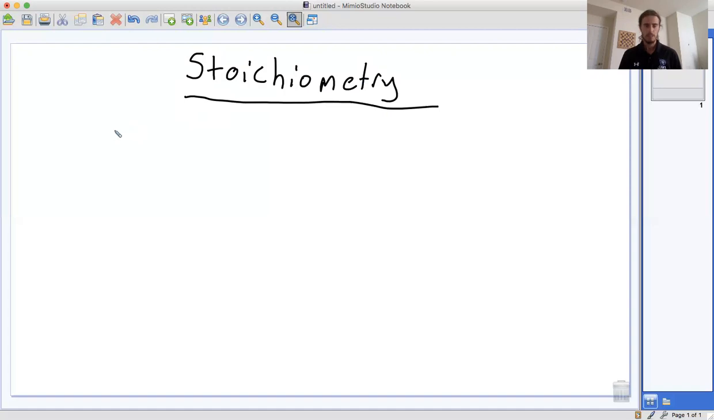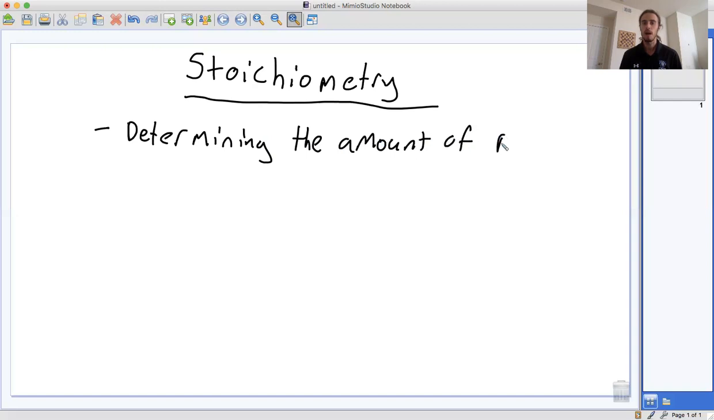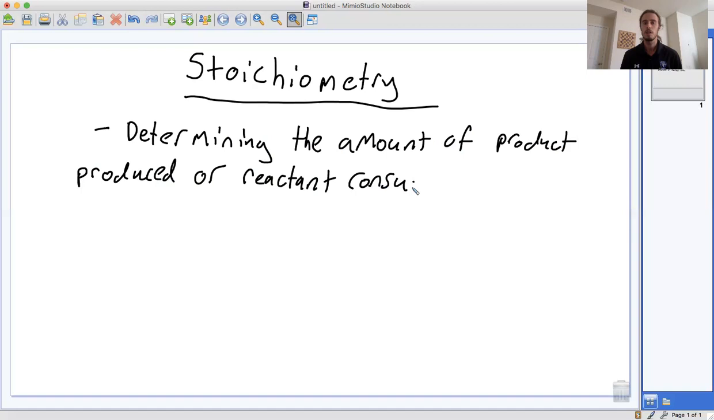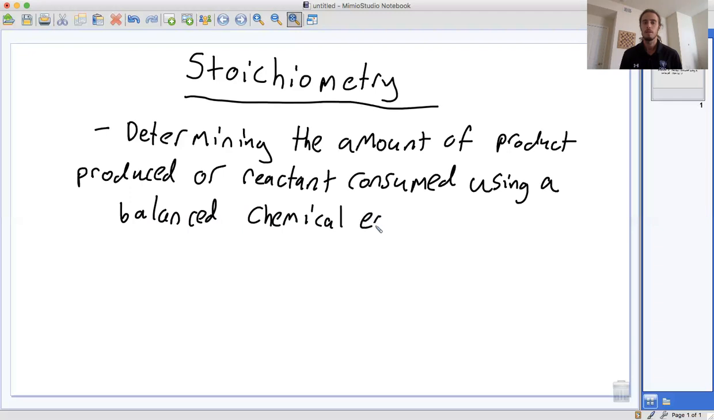And stoichiometry is basically a method for determining the amount of product produced or reactant consumed using a balanced chemical equation.